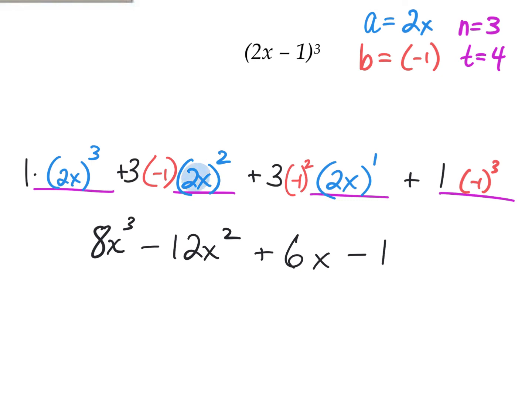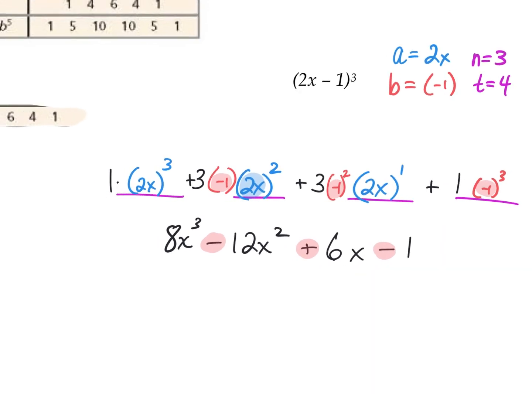When I have a quantity with a coefficient like 2x or 3x or something like that, the number and the exponent must be raised to the power. Additionally, when I have a negative value for b, my signs will alternate, right? Because when I raise a negative number to an odd power, I get a negative number. And when I raise a negative number to an even power, I get a positive number. So this is binomial expansion.